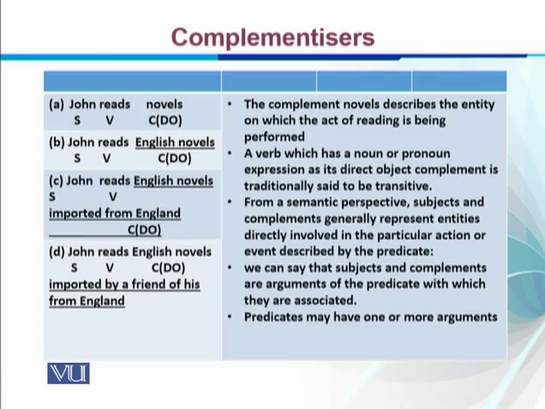Similarly, John reads English novels imported from England. From a semantic perspective, subject and complements generally represent entities directly involved in the particular action or event described by the predicator. Our verb is the predicator. So we have the entities John, English novels, and England. They are all entities. So we have the predicator verb. Similarly, you can see the next sentences.